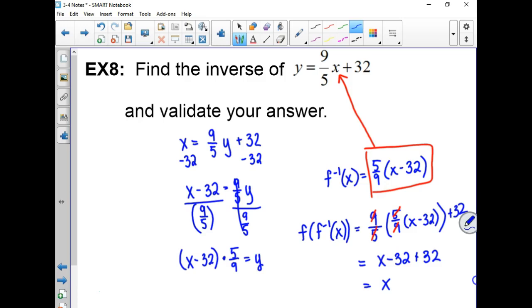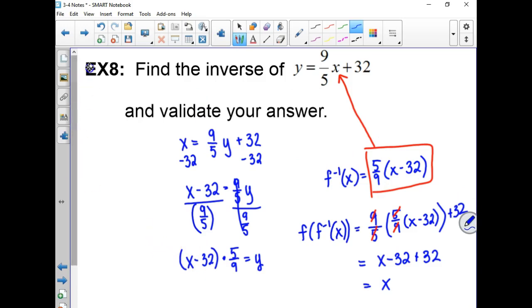Now, technically, we are supposed to check the other way around, but I can't really think of any examples where it works one way and doesn't work the other. So if you're just checking your work, this is probably good enough to know that it is correct. So this will probably be good enough here.